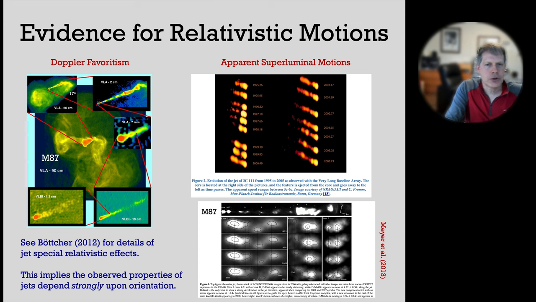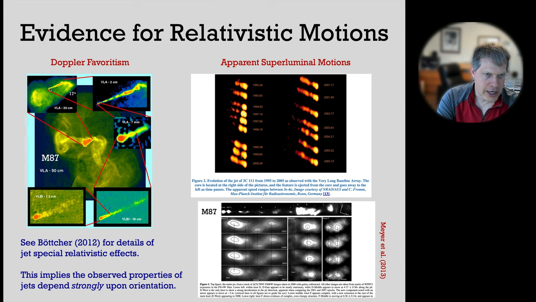We have many observations demonstrating beyond doubt that these jets are moving relativistically. A very basic argument, which is nevertheless extremely persuasive, is called Doppler favoritism. Here is the idea. So here is M87 again, and notice that, for example, in this image at the upper left, the jet is certainly one-sided. The jet is bright on this side. You don't see a correspondingly bright jet on the other side. And that holds on all these different scales as well. There just is no jet seen.